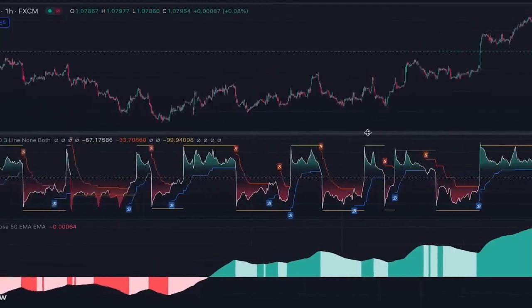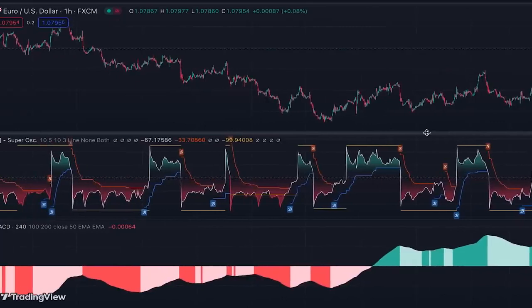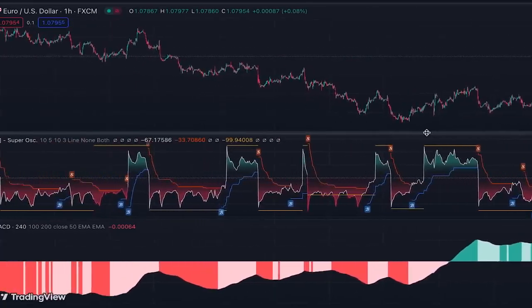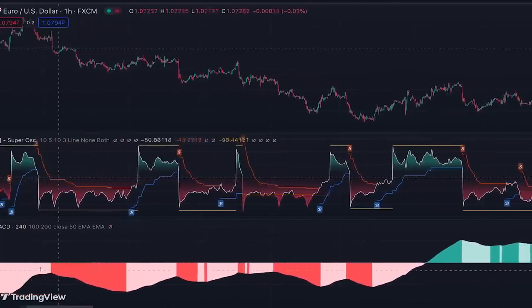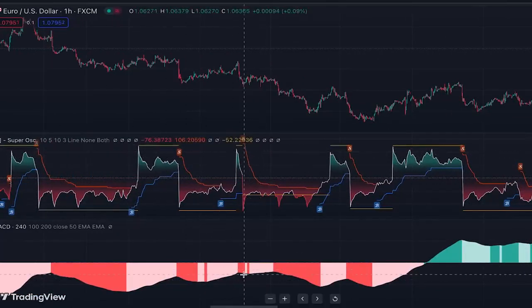On the other hand, when MACD histogram is red, we only take sell signals because MACD histogram is telling us that the overall trend is down. So we should only take the signals that are in the same direction with the direction of the overall trend.